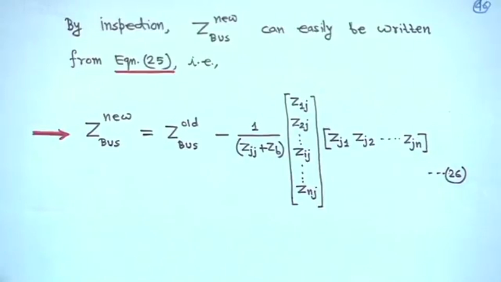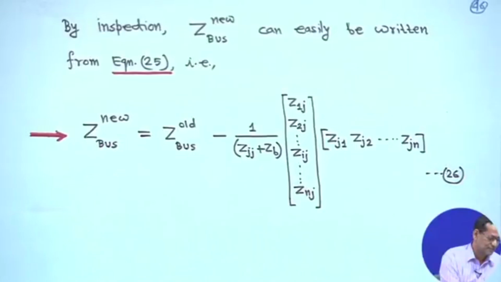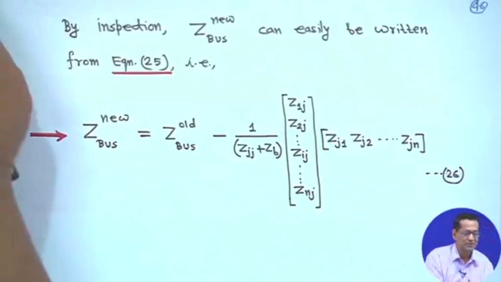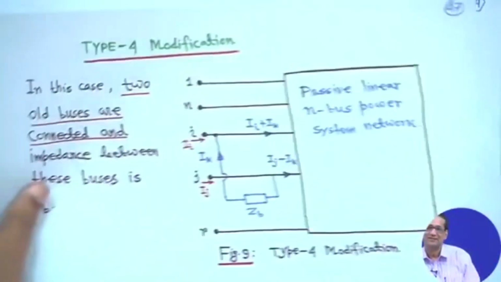So, it needs just a little bit of practice, right. In the case of type 4 modification, I will only give you the final expression and I will request you to derive this part, right.